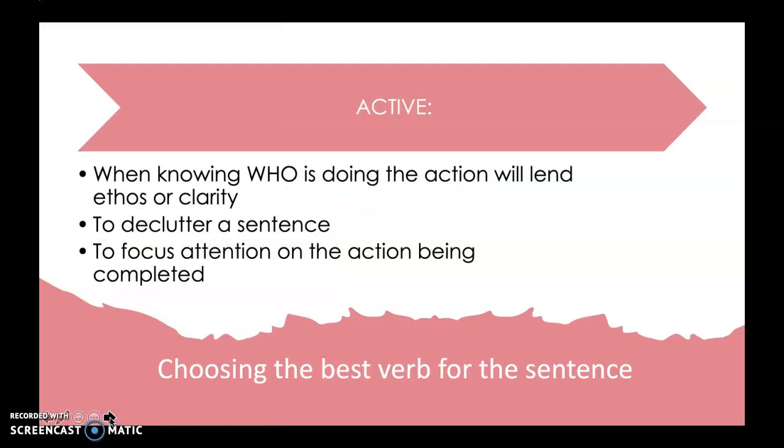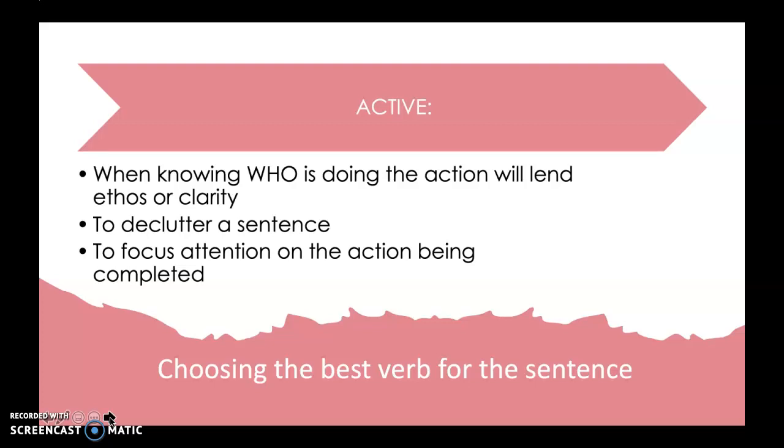When you want to choose the best verb for your sentence, you need to know a few things. To choose an active voice sentence, you might want that verb because knowing who is doing the action will lend ethos or clarity, as in identifying our historian or who was doing the fighting in the previous sentence. You might want to just declutter a sentence, get rid of some of those prepositional phrases and put the person who's doing the action or the agent of that action in the subject slot.